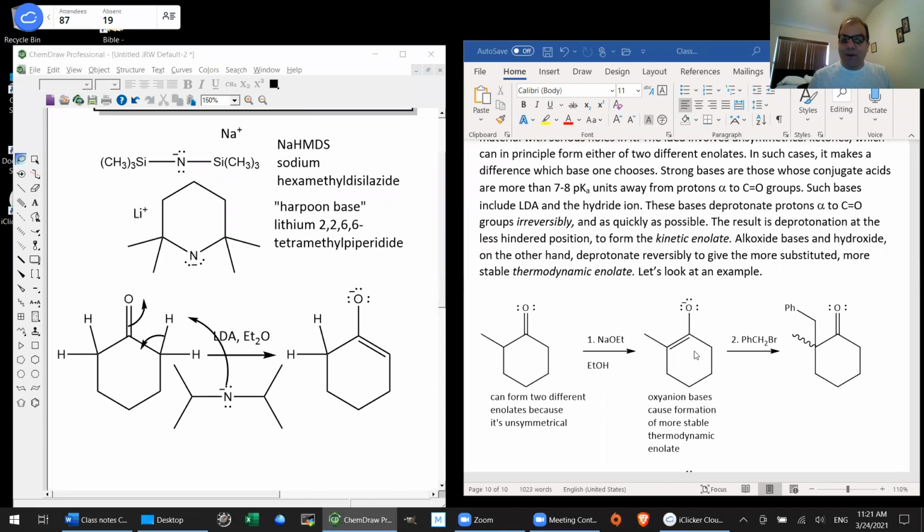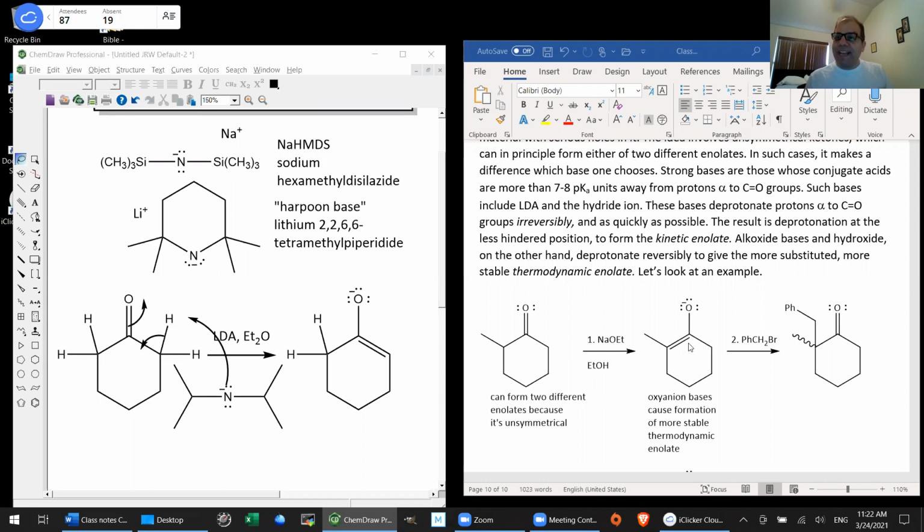But I think you can already figure out that if one were to treat this enolate with, say, benzyl bromide, then the enolate will attack the alkyl halide, expel bromide in this case, and you would get this compound as a mixture of enantiomers. So methyl down, benzyl up, benzyl down, methyl up. So that's how you would get the thermodynamic enolate, the one that is more stable by virtue of having extra substitution here, being a tetrasubstituted double bond instead of trisubstituted.